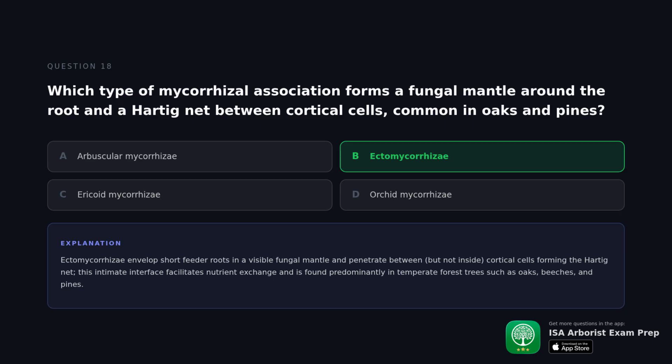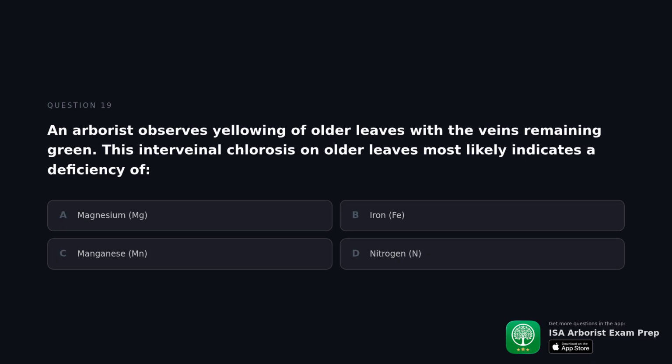The correct answer is Ectomycorrhizae. Ectomycorrhizae envelop short feeder roots in a visible fungal mantle and penetrate between, but not inside, cortical cells, forming the Hartig net. This intimate interface facilitates nutrient exchange and is found predominantly in temperate forest trees such as oaks, beeches, and pines. An arborist observes yellowing of older leaves with the veins remaining green.